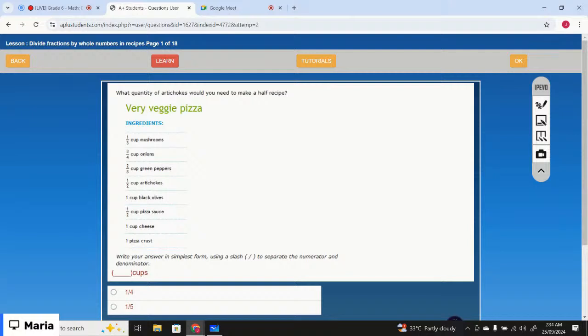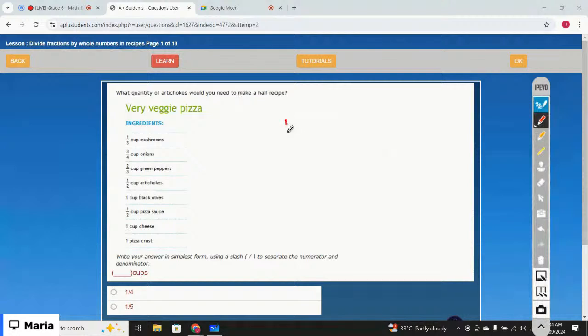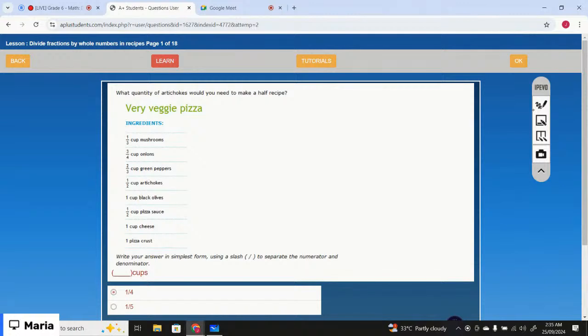Okay, what quantity of artichokes would you need to make a half recipe? Right, so in the original recipe, you are going to use half cup, right? So that is half of half divided by the 2, right? So that is 1 over 2 multiplied by 1 over 2. Just take the reciprocal, that is 1 over 4. So that means for the half of the recipe, you have to use 1/4 of the artichokes, right? The correct option is option number 1, that is 1 by 4.